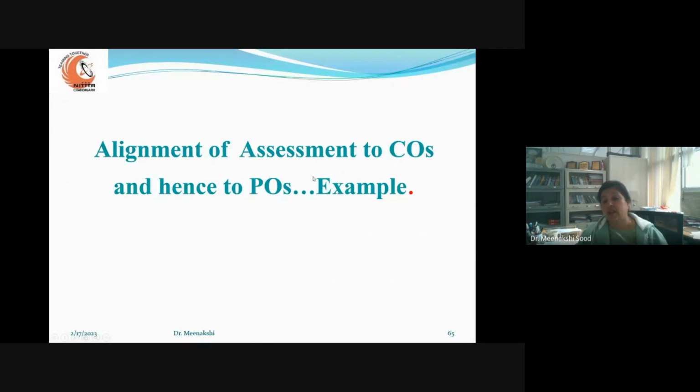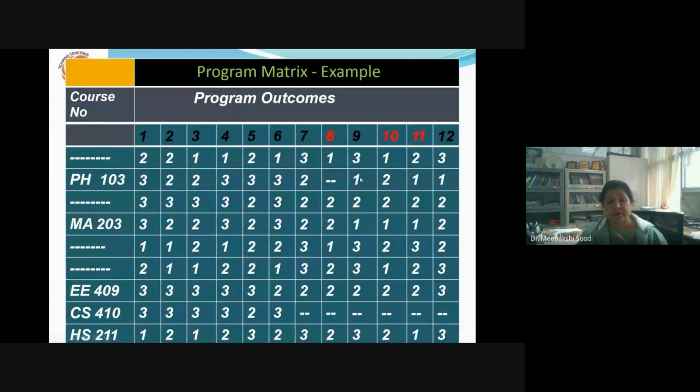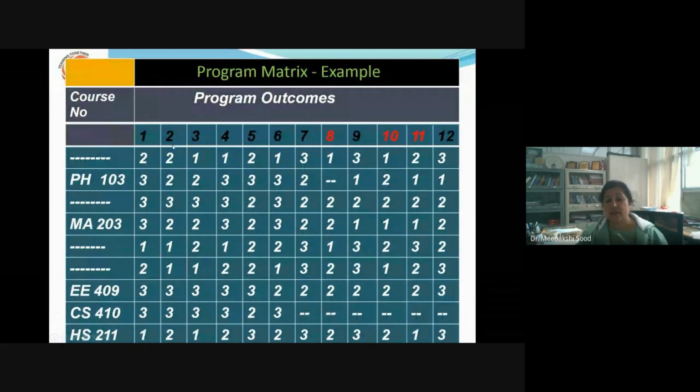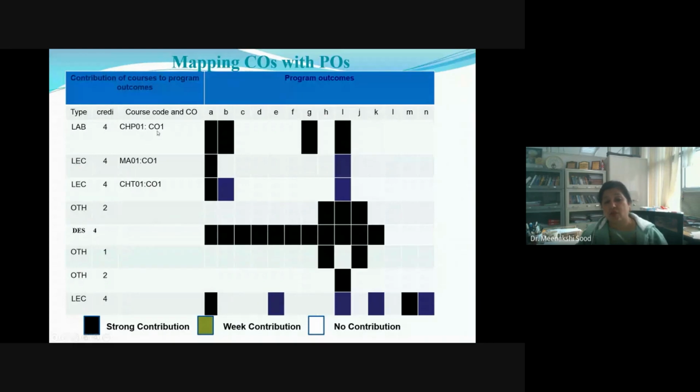So how we take the alignment, let me come directly to the mapping part. This is one example. You have program outcomes, and 12 program outcomes are there. Then the course outcome and the course code, and whether it is a lab or a lecture or something else like seminars or presentations, and how many credits are there, right? So the course outcome and how the mapping is done.